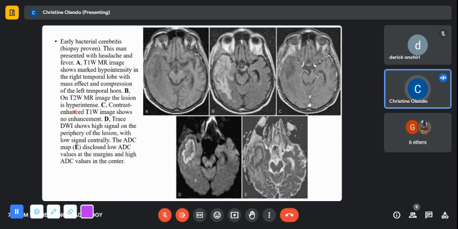I wasn't able to find one for a child, but at least we can see how it will appear. So these are MRI images in the axial plane. The first one is a T1 image. Image B is a T2, and image C is a T1 with contrast. And we have both our DWI and our ADC maps on the image.